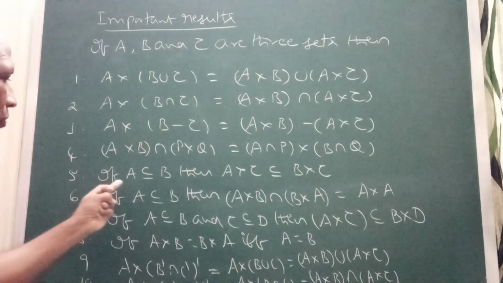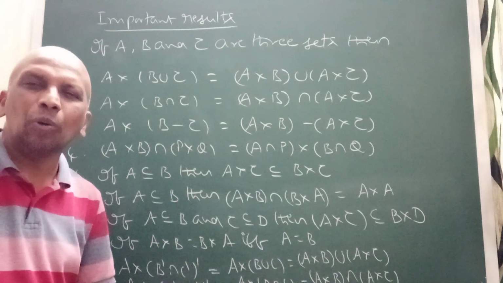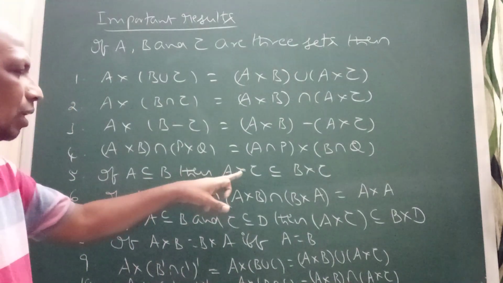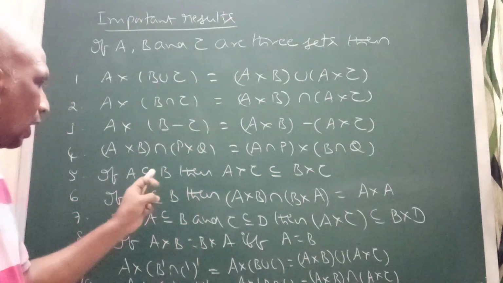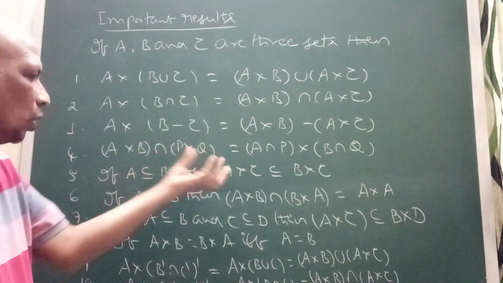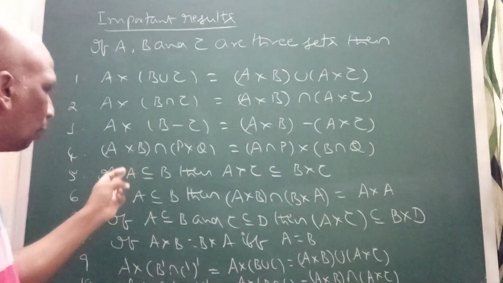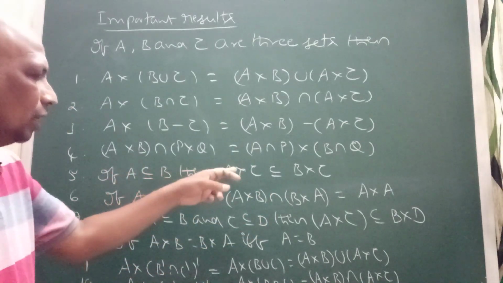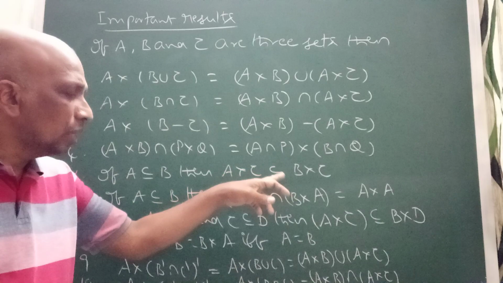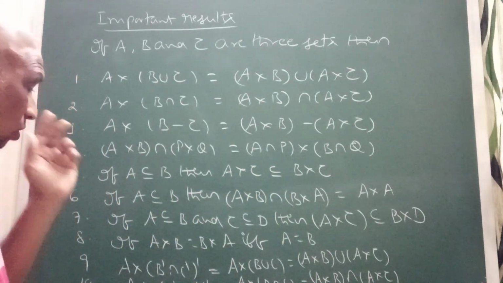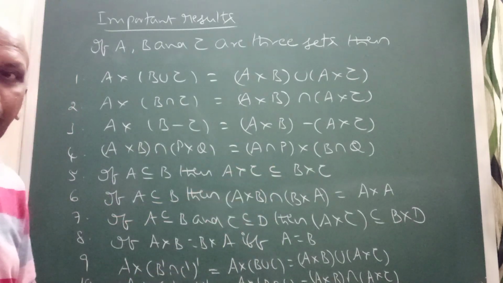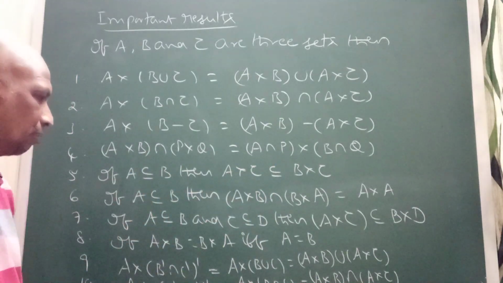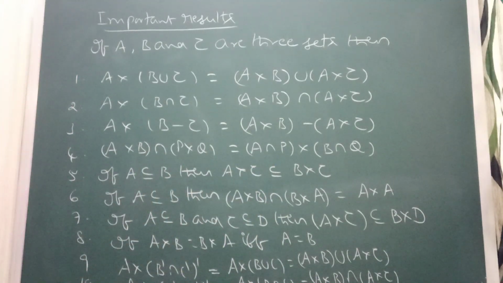Also, whenever A is a subset of B, then A cross C is a subset of B cross C. When A is a subset of B, you can take any other set and apply the Cartesian product on both sides: A cross C is a subset of B cross C. That you can remember. And now coming to the sixth property.